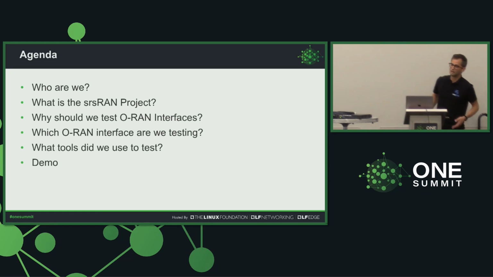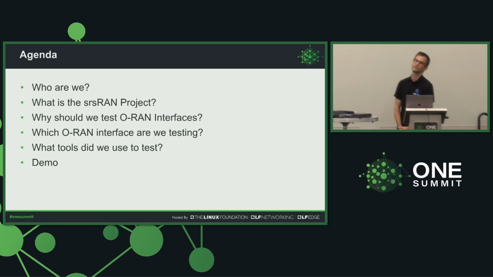Perfect. So what is the SRSRAN project? Short answer, it's a 5G SA CU/DU implementation, layer 1, 2, 3, written from scratch. So probably a little bit over 2 years ago, we sat down and thought about what would be the perfect software basis for implementing a CU/DU for 5G and potentially 6G, of course.